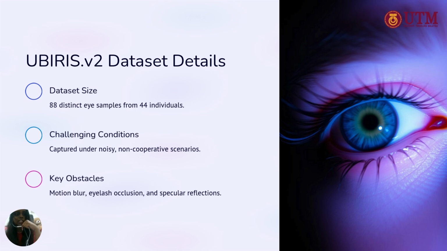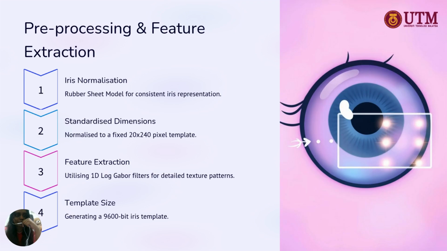UBRS version 2 data details. I use 88 distinct eye samples from 44 individuals. Challenge conditions are captured under noisy and non-cooperative scenarios. Key obstacles are motion blur, eyelash occlusion, and specular reflections.